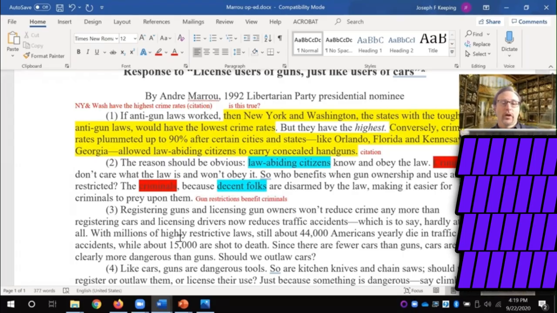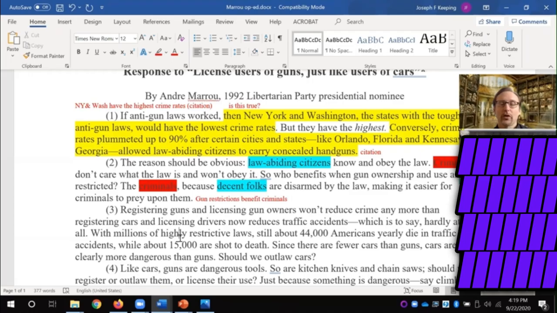Paragraph 3: Registering guns and licensing gun owners won't reduce crime any more than registering cars and licensing drivers now reduces traffic accidents, which is to say, hardly at all. With millions of highly restrictive laws, still about 44,000 Americans yearly die in traffic accidents, while about 15,000 are shot to death. Since there are fewer cars than guns, cars are clearly more dangerous than guns. Should we outlaw cars?